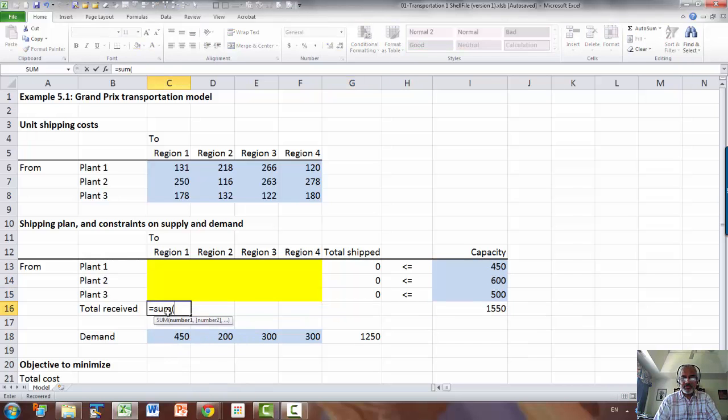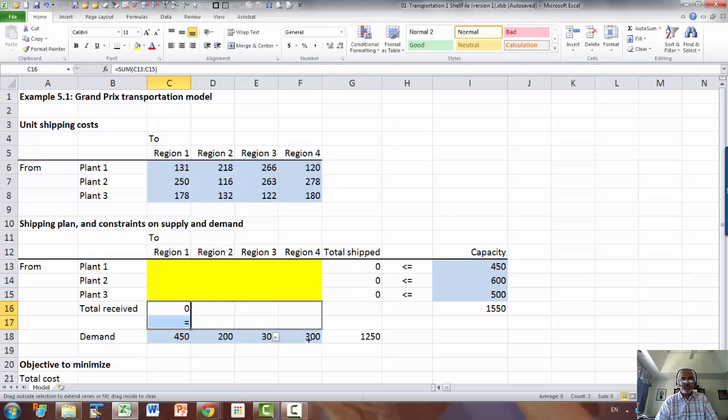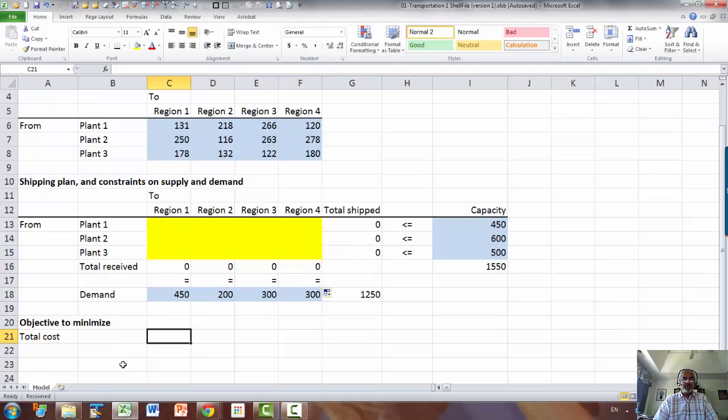Now if you sum this way, that will give us the amount of shipment coming into a given region from each of the plants. Now that should equal the demand. Let's align it this way. And these are the 2 constraints.